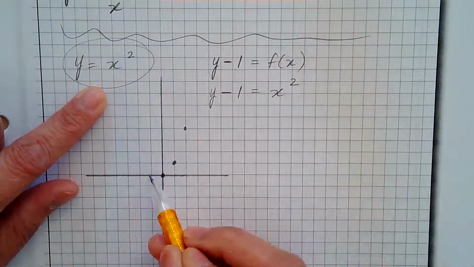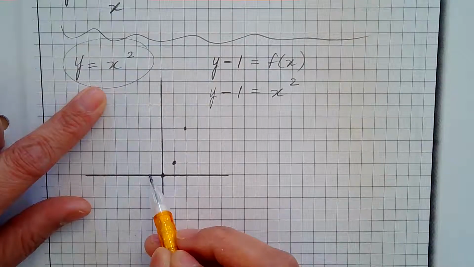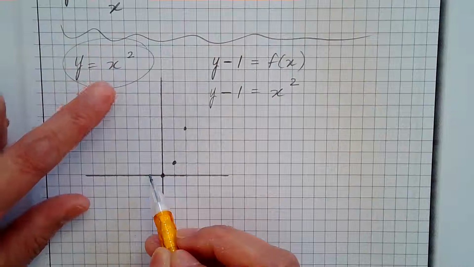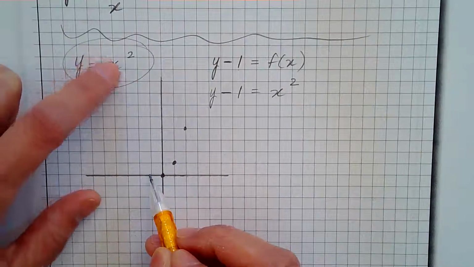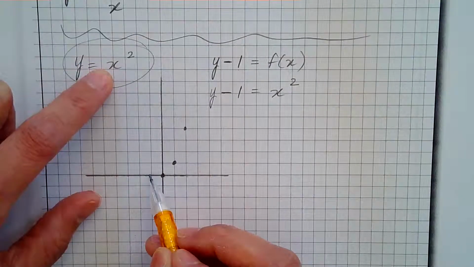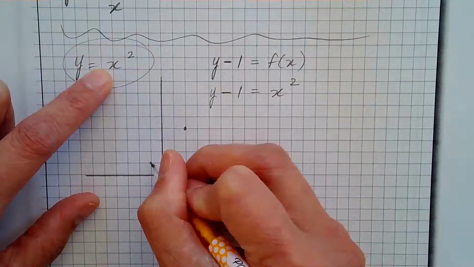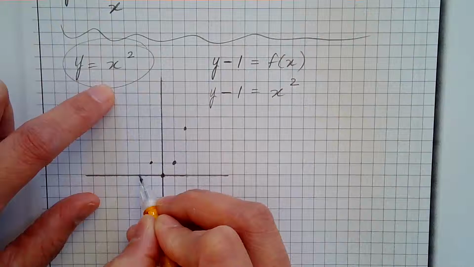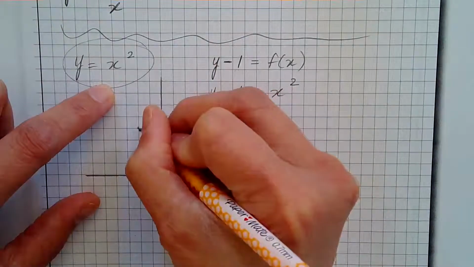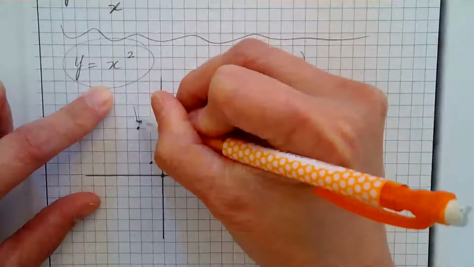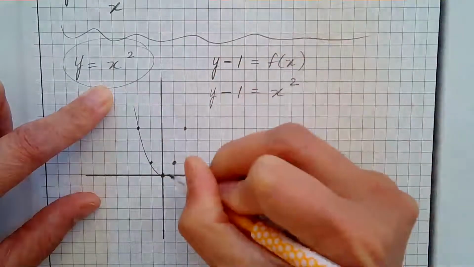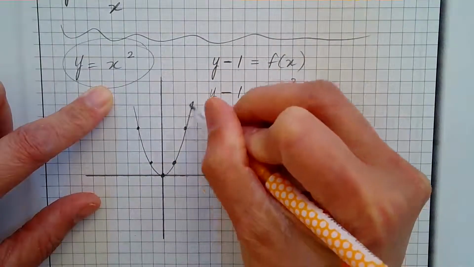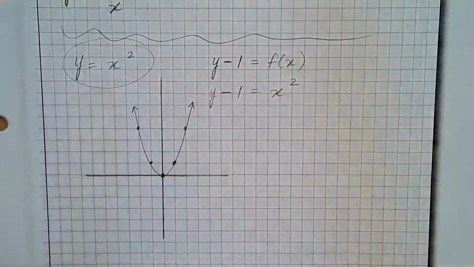If x is negative 1, we're graphing this one. If x is negative 1, put negative 1 there. 1. If x is negative 2, y is 4. So this is what the graph of that looks like, right?